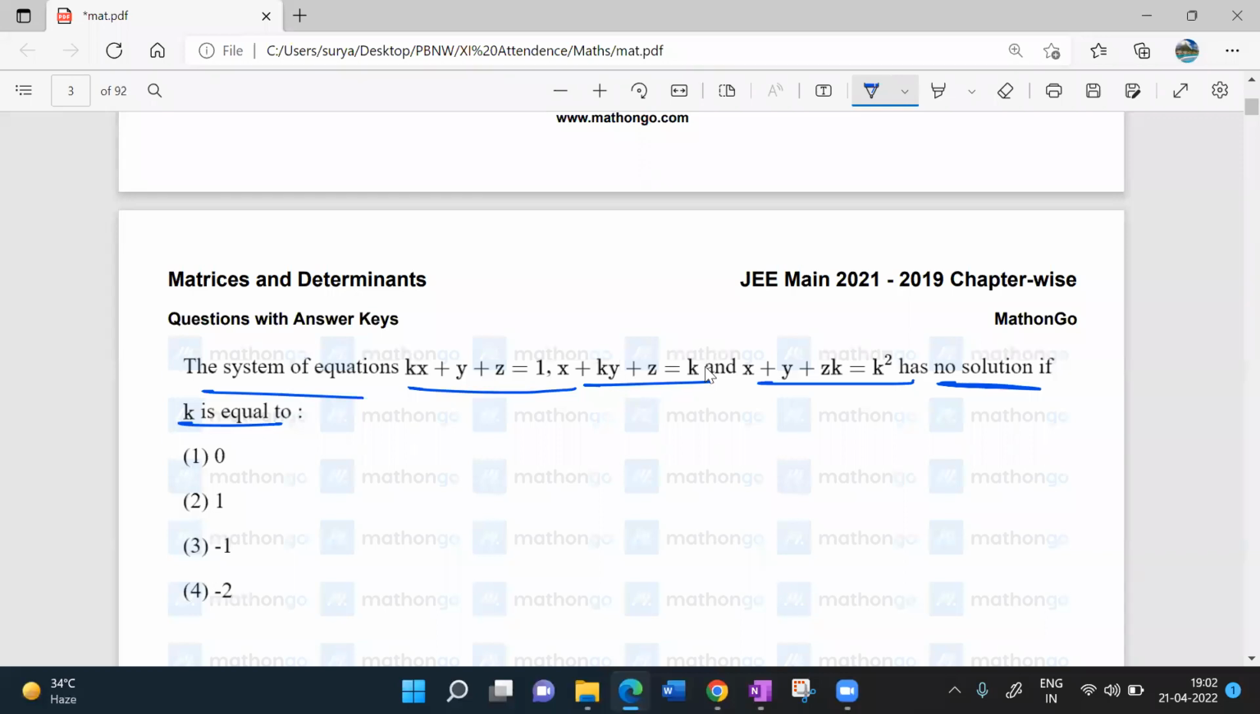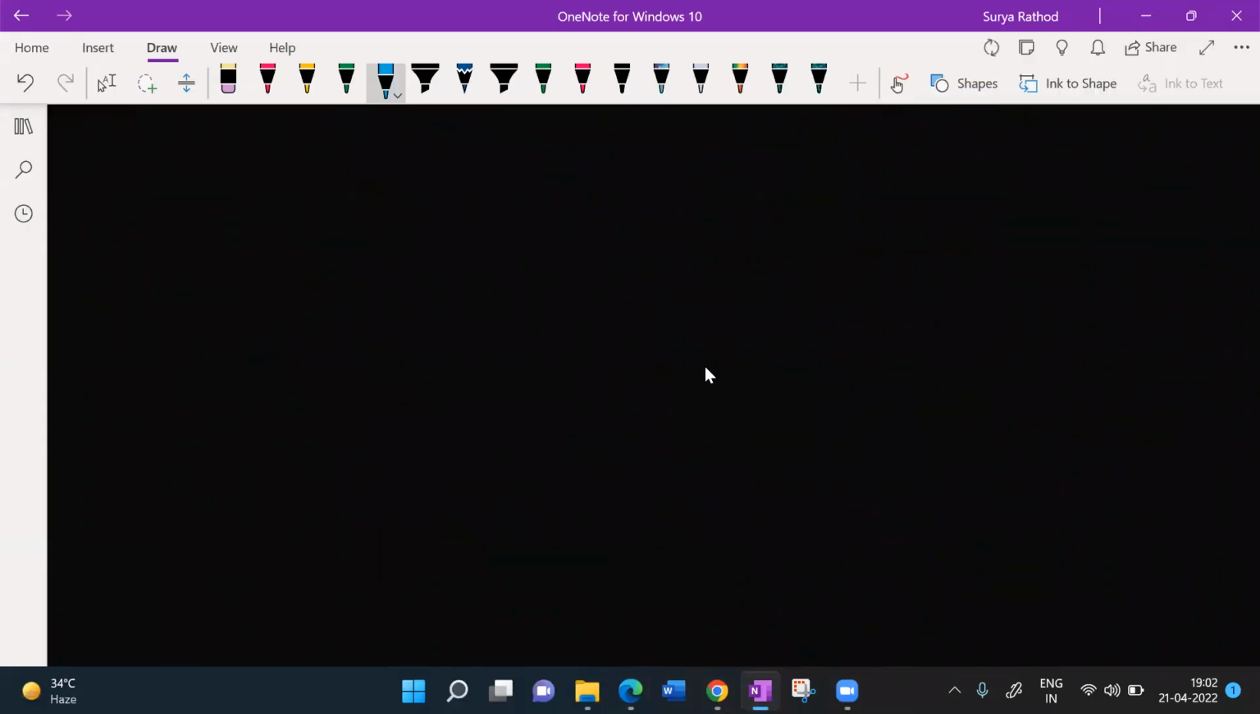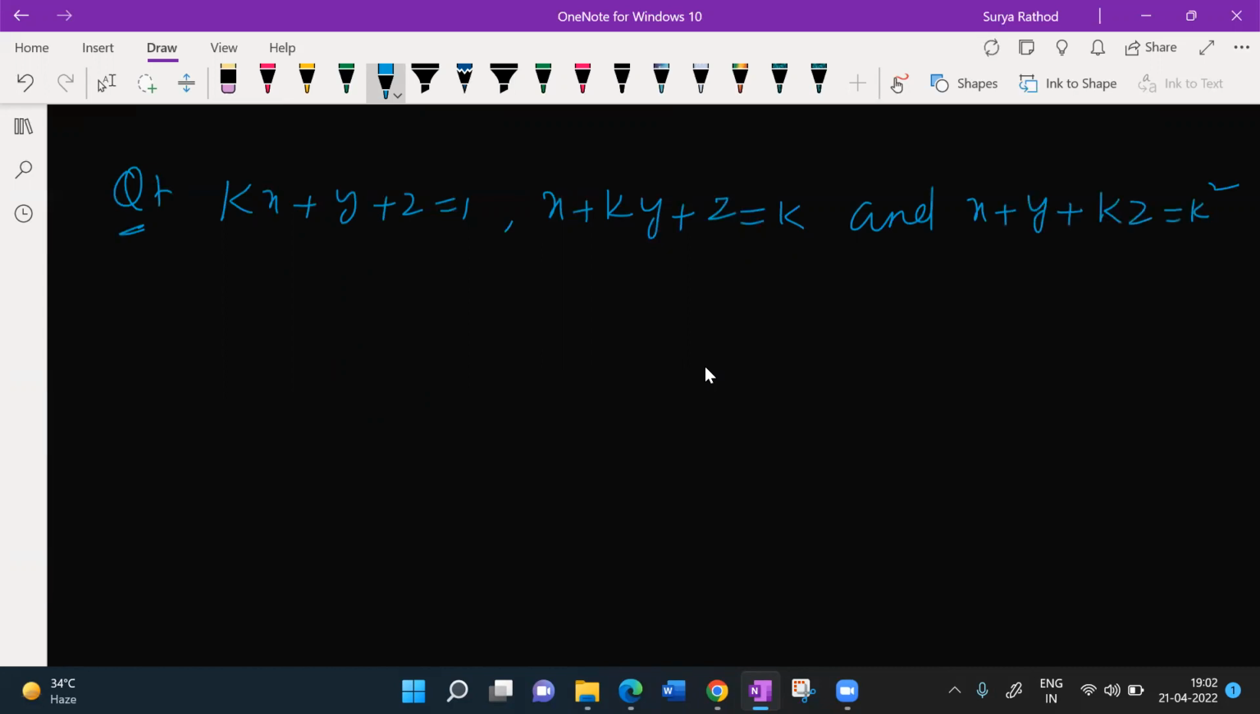First of all, let's write the matrix. kx plus y plus z is equal to 1. x plus ky plus z is equal to k. And x plus y plus kz is equal to k squared. We'll have no solution if and only if the determinant is equal to 0. Writing the coefficients first: k 1 1, 1 k 1, 1 1 k, determinant is equal to 0.